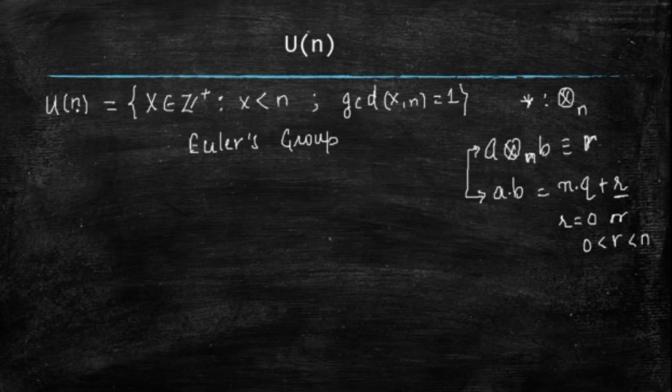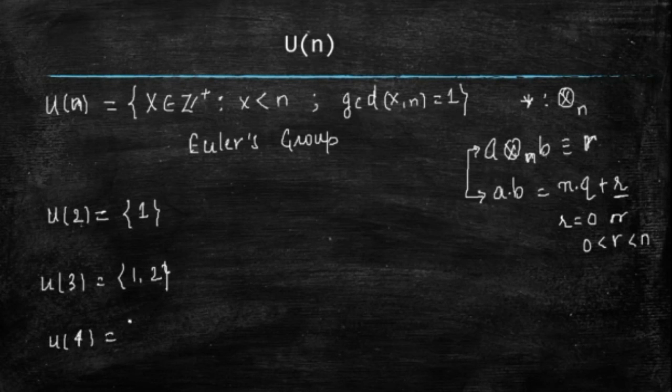Now for different values of n, the group is different. So for example, if I talk about U2, the set will contain only 1. If we talk about U3, the set will contain 1 and 2. Similarly U4, we are collecting all the numbers that are co-prime to 4, so 1 and 3 only. Then you have U5, since it's a prime number, every number less than 5 will be co-prime to 5, right? And so on.